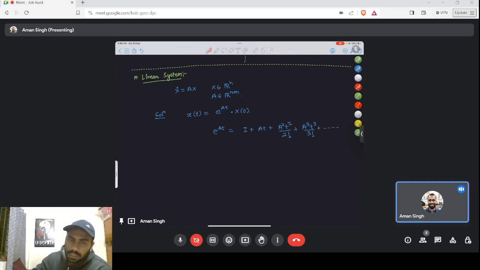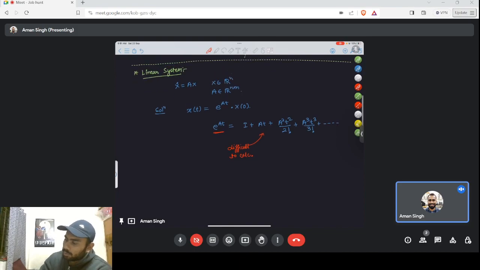But as it turns out, calculating this matrix exponential is very difficult because you have to calculate each and every term in this series. So this is difficult to calculate. To make this calculation easy, we apply some methods which we'll look at in today's lecture.